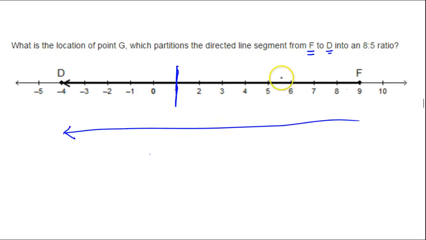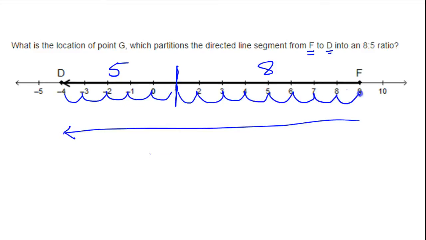So please understand we're going in this direction. When we say 8 to 5, the 8 has to come first. We need the 8 to be here and then the 5 to be here. It's sort of backwards from the way it looks, but it's because we're going from F to D. We're going from right to left, 8 to 5. As you can see, if I split it here, it accomplishes that because over here I have 1, 2, 3, 4, 5 parts, and over here I have 1, 2, 3, 4, 5, 6, 7, 8 parts. So that's what it means to partition this directed line segment in the ratio of 8 to 5.